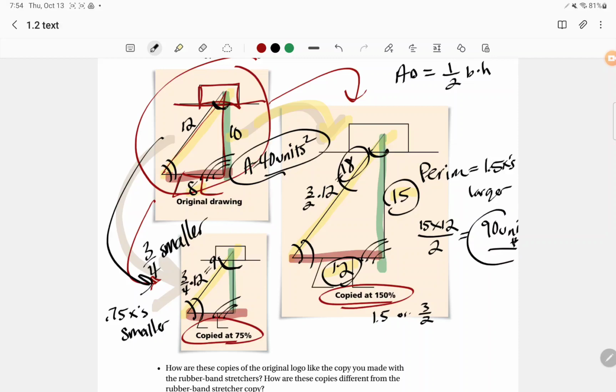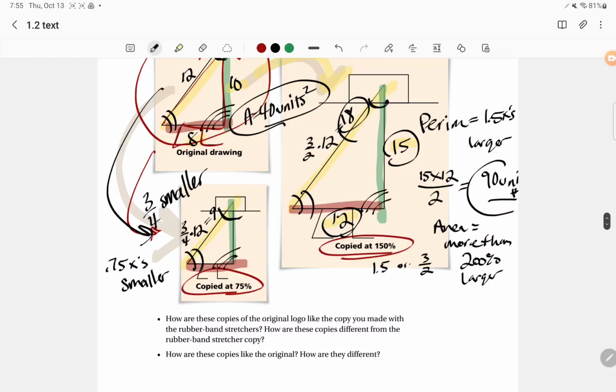The area is more than 200%. So it more than doubled. So the area is not the same. It does not change at the same rate at which the side lengths or the perimeter do. So the area is very different.